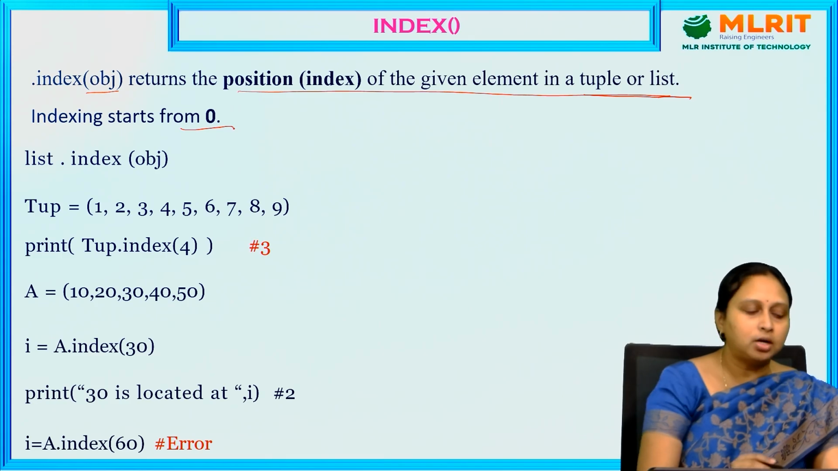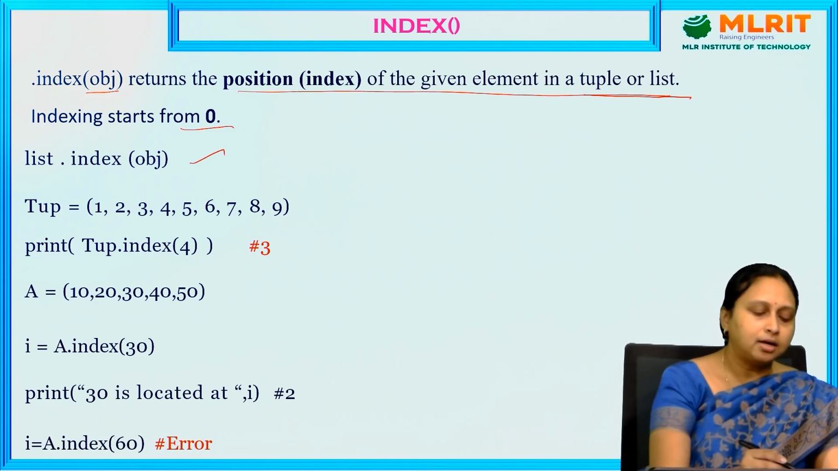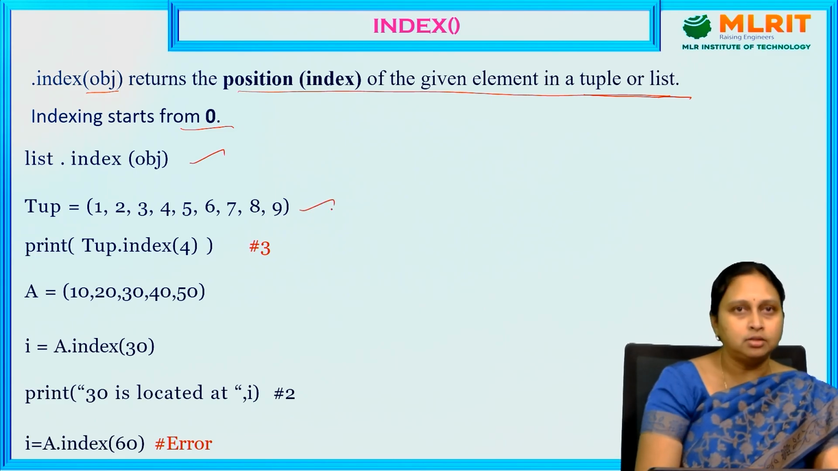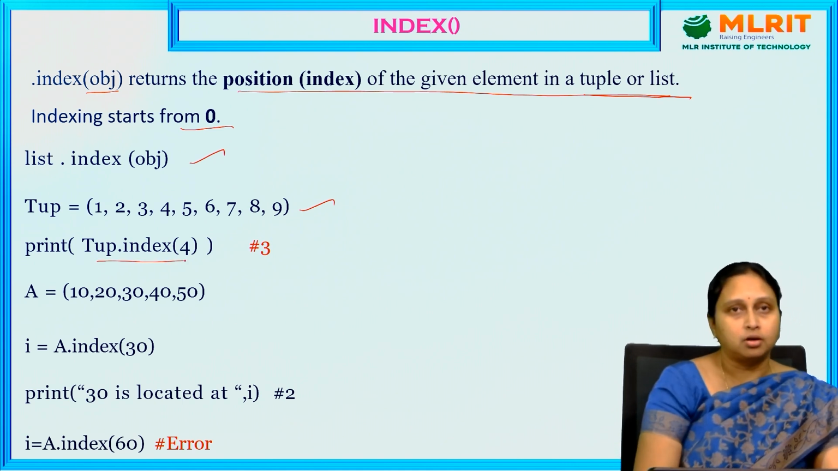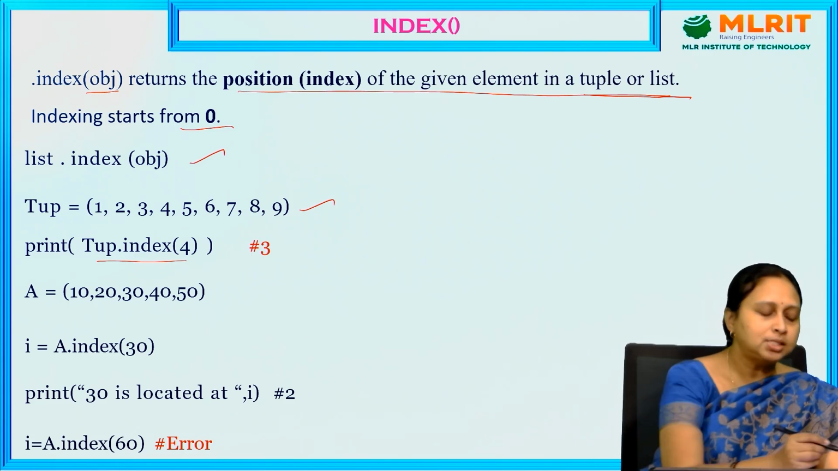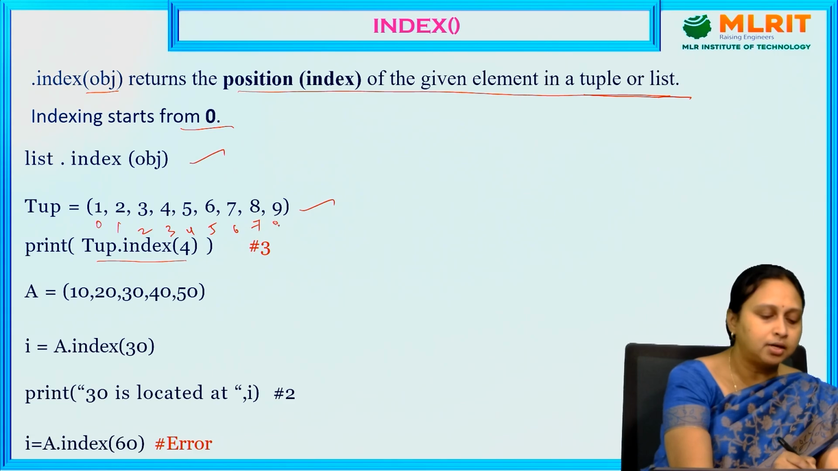List dot index of object is one example of the syntax we can consider. Either we can use a list or a tuple also. Let us take a tuple. We have 1 to 9. These are the elements in the tuple. Now print tuple dot index of 4. Index of 4 means it is starting from 0, 1, 2, 3, 4, 5, 6, 7 and 8.